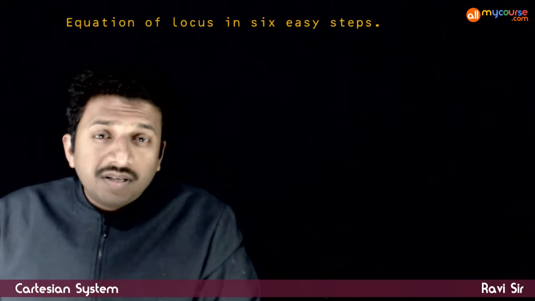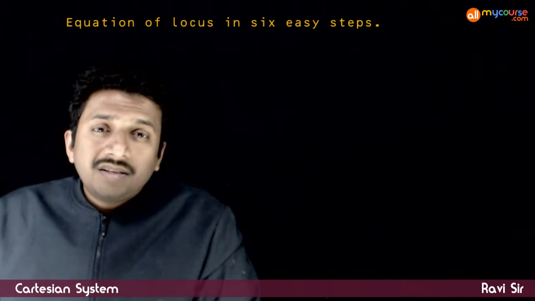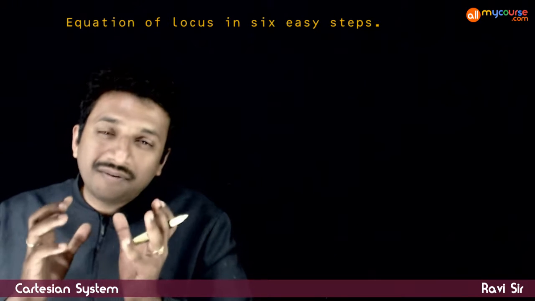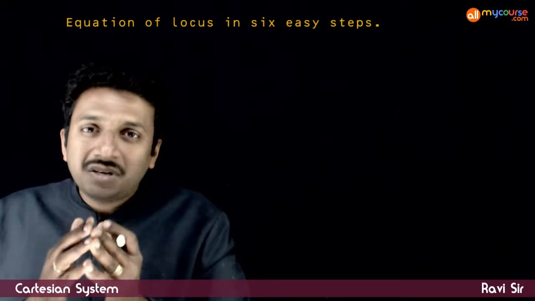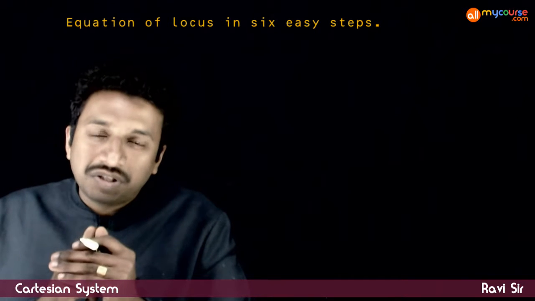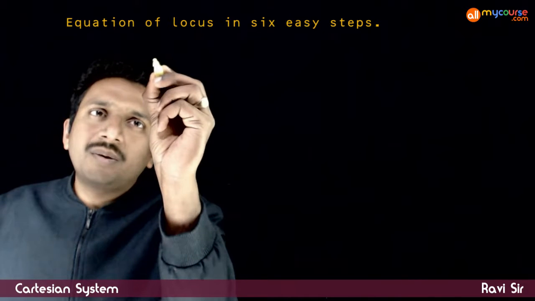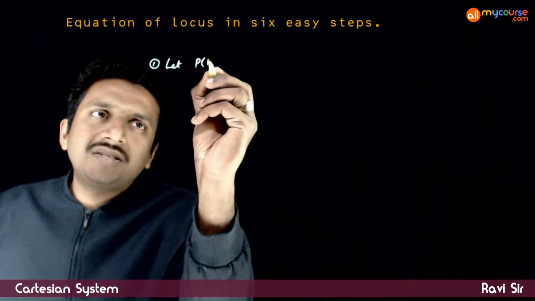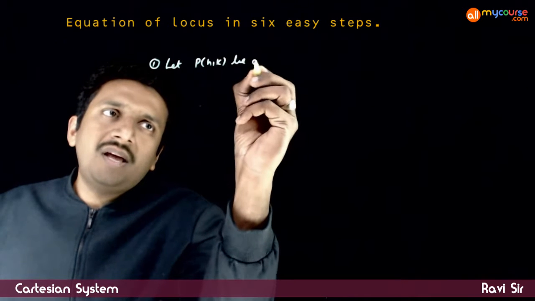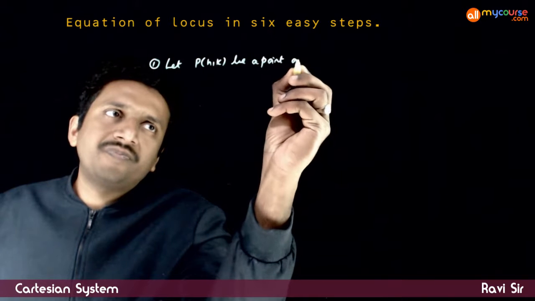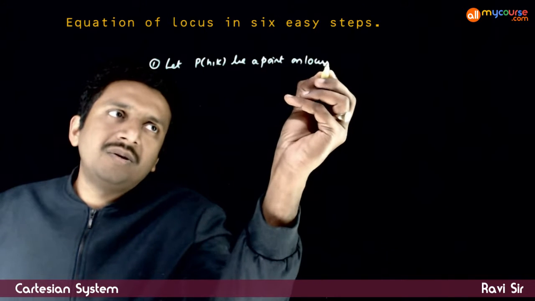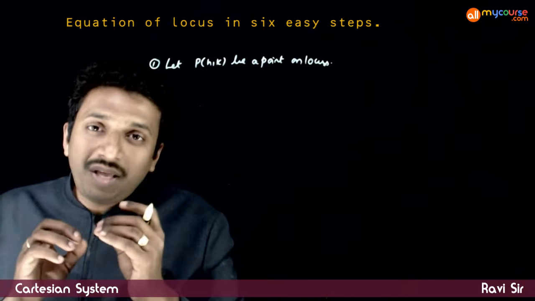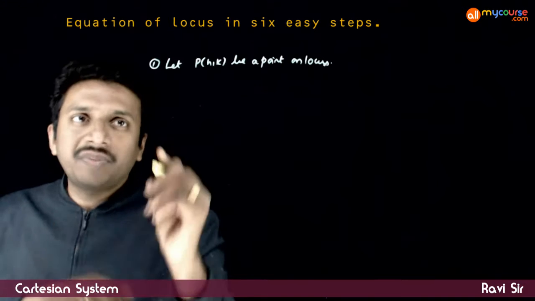So welcome students. In this video, let us look at the steps that are involved in finding the locus of a point. So you have a very standard algorithm by which you can do most of the locus questions. So the first step whenever you do a locus question is to let P(h, k) be a point on the locus. So this is the usual point where we start our locus questions.